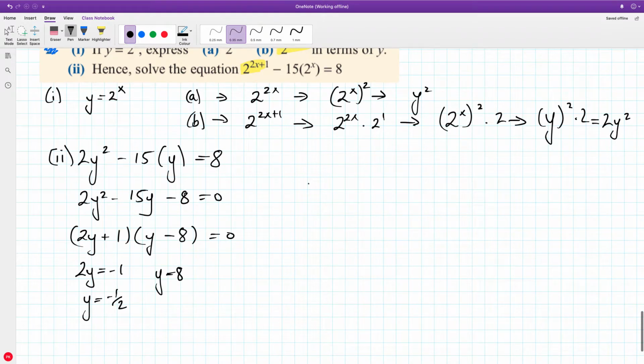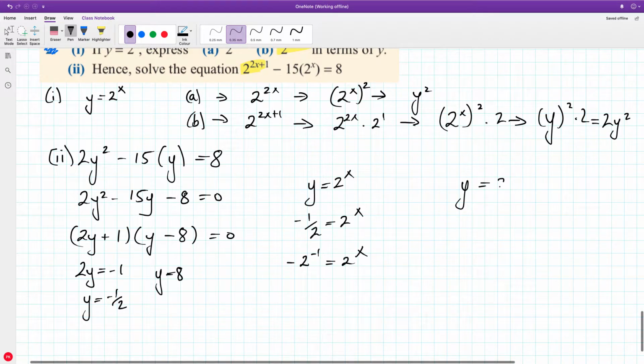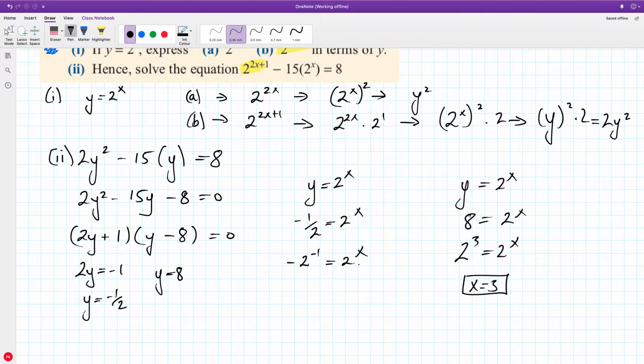Sub it back in. We know that y is equal to 2 to the power of x. Minus a half is equal to 2 to the power of x. Minus 2 to the power of minus 1 is equal to 2 to the power of x. That won't work because we've got a negative and a positive. Y is equal to 2 to the power of x. 8 is equal to 2 to the power of x. 2 to the power of 3 is equal to 2 to the power of x. X is equal to 3. That won't work.